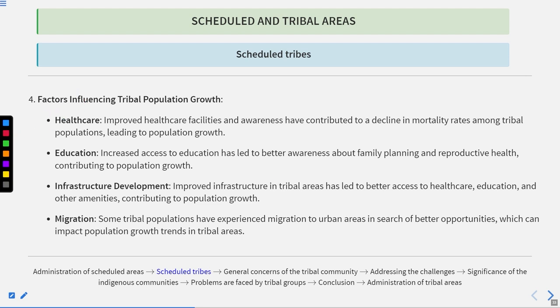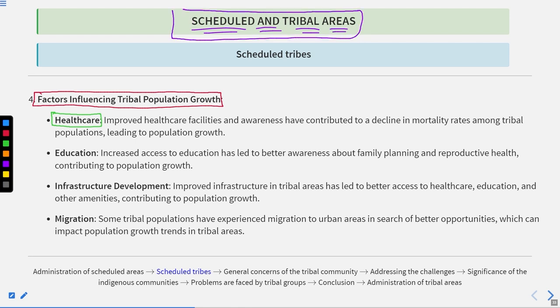Thereafter, if we talk about the factors that generally influence tribal growth, then the first factor is healthcare. Healthcare is not only important for the tribals, but also important for anyone, from any segment of the population. But because we are discussing the scheduled tribes here, we will only talk about the scheduled and tribal areas in reference to it. So the first factor is healthcare.